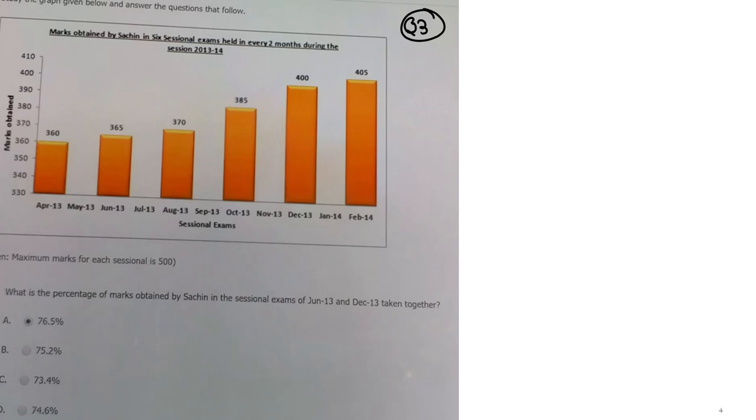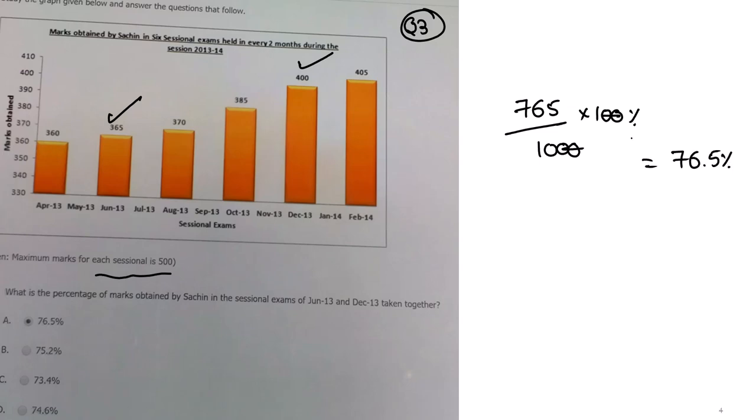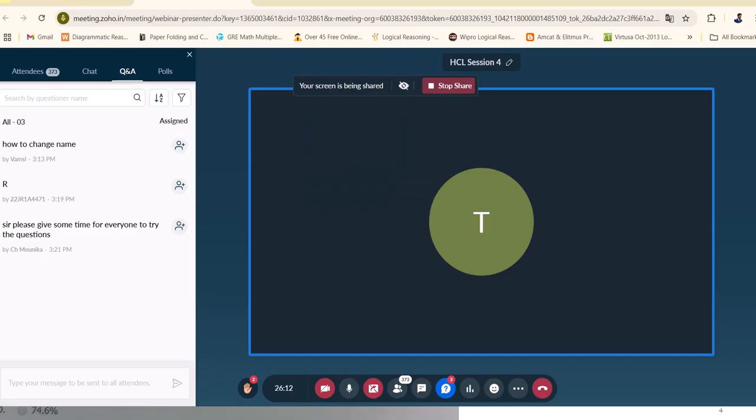Maximum marks are 500. Now the question is regarding the percentage of marks obtained by Sachin in the sessional exams of June 13 and December 13 together. So 365 plus 400 is 765 out of 1000, because 500 is the total marks, into 100, which is 76.5%. You will get 76.5%. Option A is correct. Data interpretation related question.